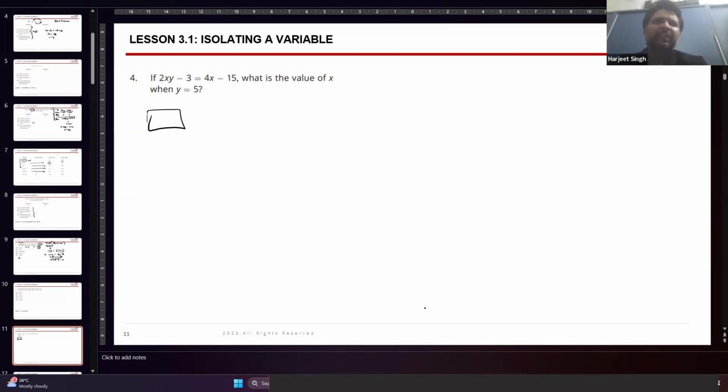So here we have 2xy minus 3 equal to 4x minus 15, which means we are dealing with two variables, x and y. No worries. What is the value of x when y is equal to 5? The value of y is given, which can be directly substituted, correct? So when we do that, this equation becomes 2x into 5 minus 3 equal to 4x minus 15.